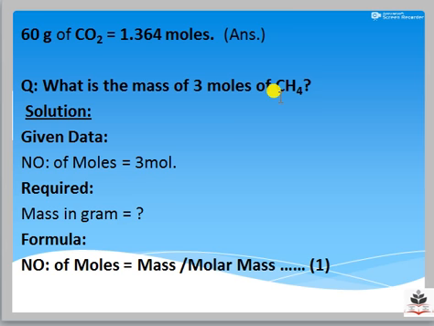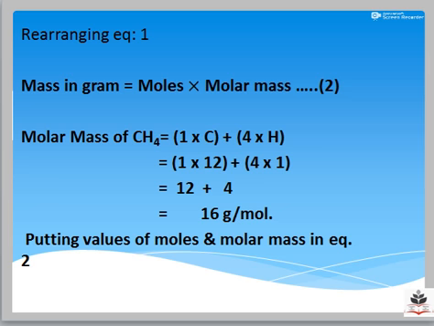The formula we were using so far was number of moles is equal to mass in gram divided by molar mass. But you can see here mass in gram is unknown while the number of moles is given. So we will rearrange this formula. When we rearrange the formula, we get: mass in gram is equal to number of moles multiplied by molar mass. Now moles are given in the question, but what about molar mass? Again, molar mass is unknown, so we will find out the molar mass of CH4, methane, by using its formula.